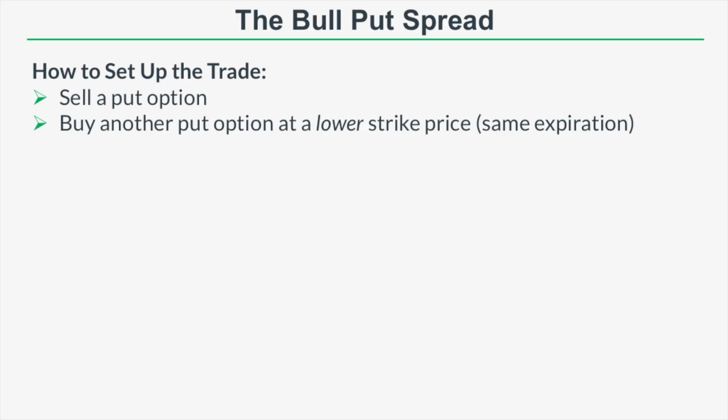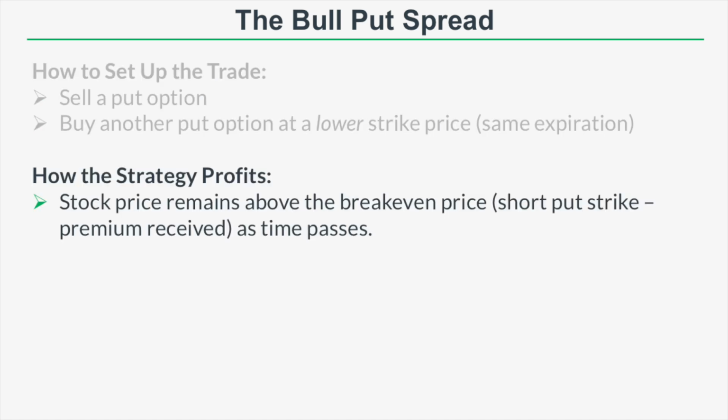Now the bull put spread is a bullish vertical spread constructed with put options, and here is how you set up the trade. First and foremost, sell a put option and then buy another put option at a lower strike price in the same expiration cycle. The bull put spread strategy profits when the stock price remains above the break-even price as time passes.